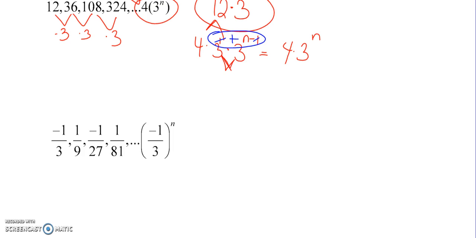Here you would have a geometric sequence. You are multiplying by negative 1/3. Yes, you can have negative common ratios. When you do that, you know right away that your common ratio is negative because the sign changes every single time.